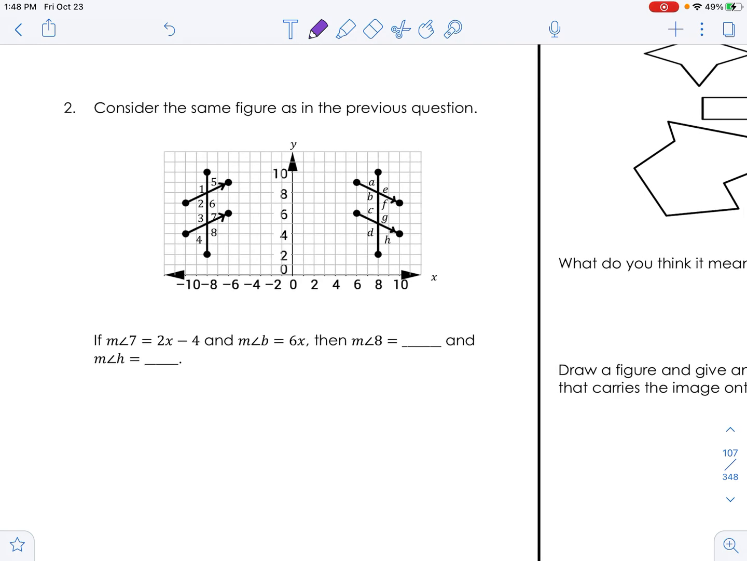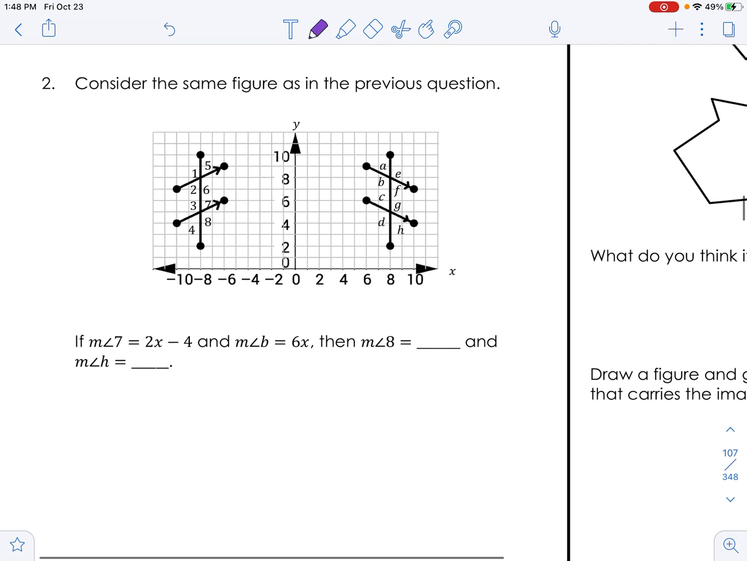We've got this very last one. I know this is a long video, so I'm trying to hurry up. So consider the same figure as the previous question. If the measure of angle 7 is 2x minus 4, and angle B is 6x, then we need to find the measure of angle 8, and we need to find the measure of angle H.